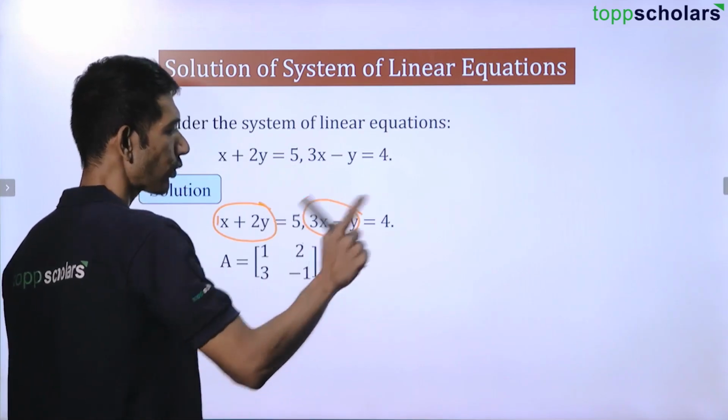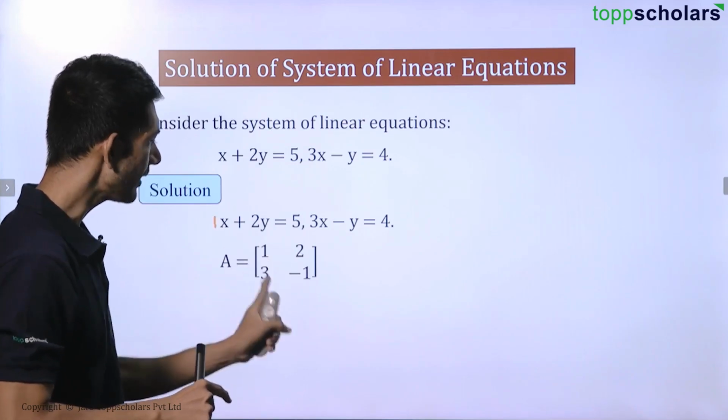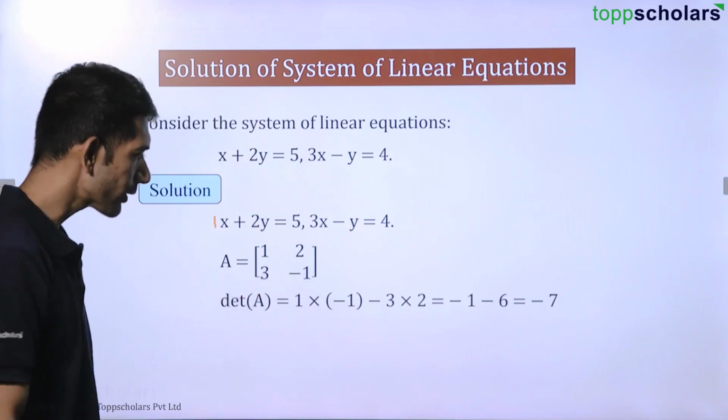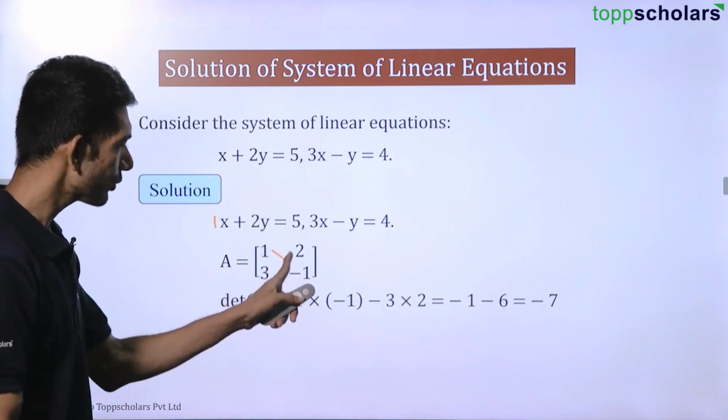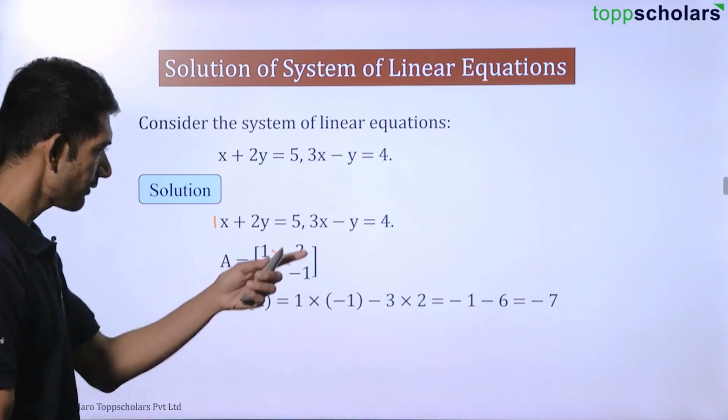That goes in the second row. I hope this part is clear. So this becomes 1, 2 and 3, minus 1. Now we'll find out the determinant. 1 multiplied by minus 1, and then 2 multiplied by minus 3, 2 multiplied by 3. The final answer is minus 7.